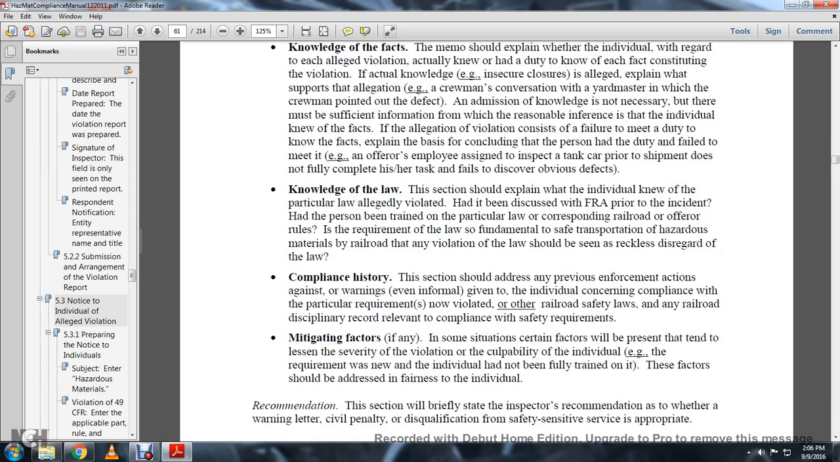Your second factor is knowledge of the law. The section should explain whether the individual knew the particular law alleged to be violated, whether it had been discussed with the FRA prior to the incident, and whether the person had been trained in the particular law, according to the railroad, including the rules and requirements of the laws on the safe transportation of hazardous material by railroad. Any violation of the law should be in reckless disregard of the law.